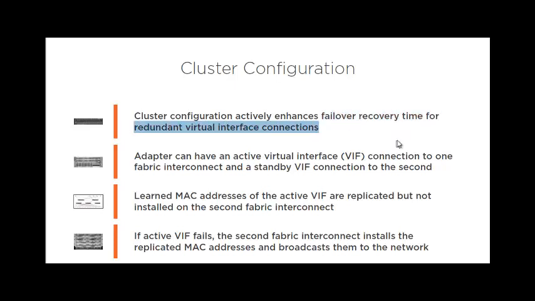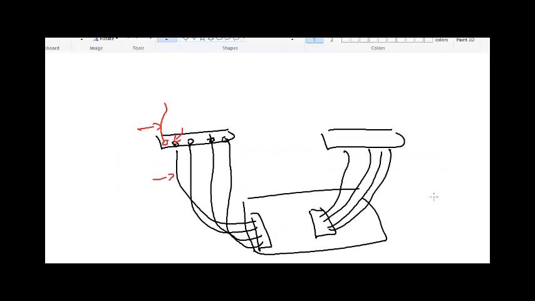So what is a virtual interface connection? VIF, or the one which connects to the blades. Each blade has got not the NIC card, but the VNIC card, virtual NIC card. We call it VIF, virtual interfaces. So cluster configuration actively enhances the failover recovery time of the redundant virtual interface connection. What does that mean? You see, these are all the connections going from the FEX module. We call it FEX, or you can also call it IO module. So the FEX module or IO module we have at the back of the chassis.